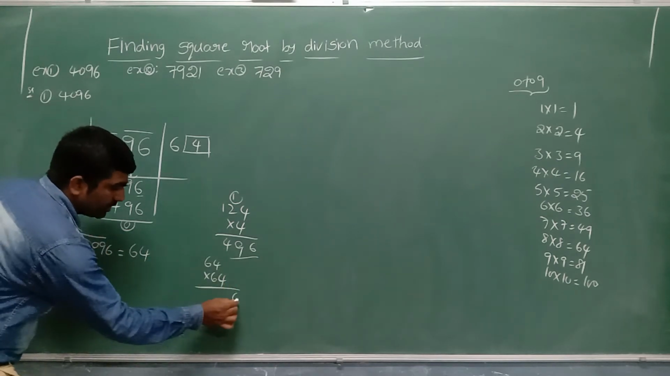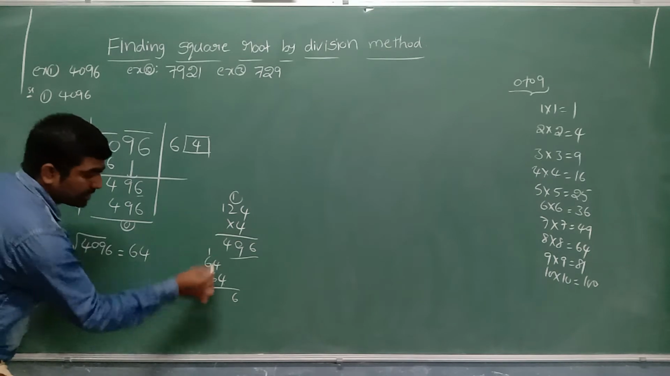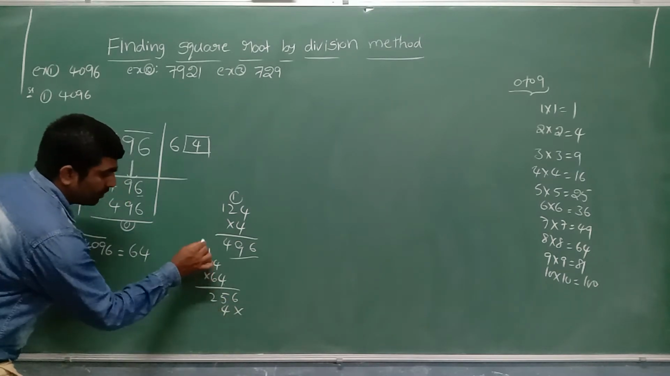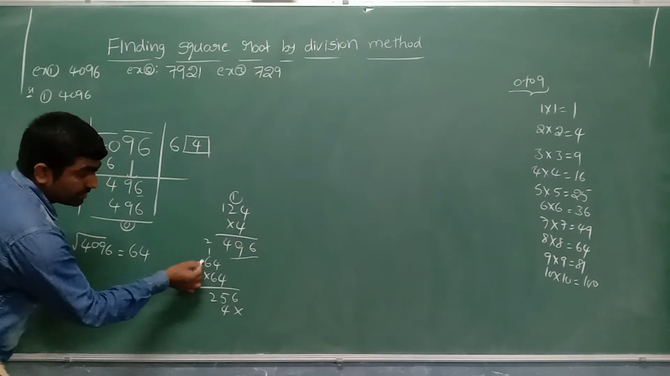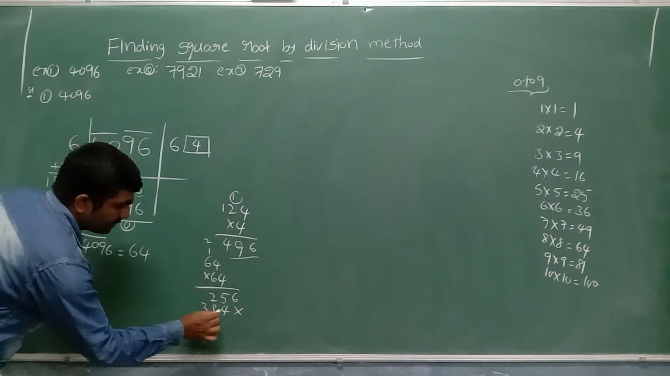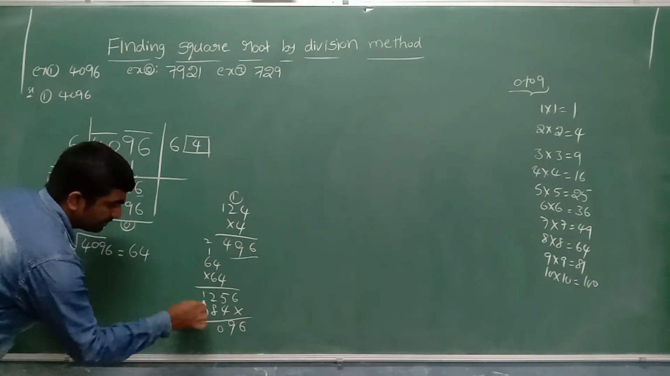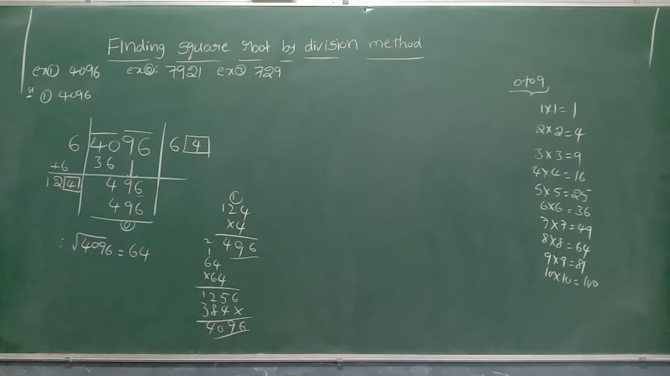4 into 4, 16. 4 6s are 24 plus 1, 25. 6 4s are 24, 4 to carry. 6 into 6, 36. 36 plus 2, 38. Yes, you get 4096. Like that we can go for checking also. So this is the process we can apply to find the square root of a number by long division method.